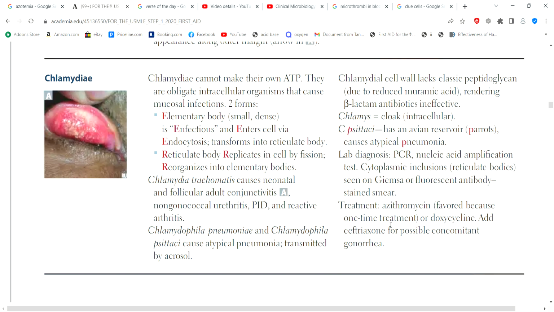So aerosol transmission means that it's transmitted by infectious particles or droplets through inhalation or direct contact with mucous membranes in the respiratory tract. Basically, if somebody with Chlamydophila pneumonia sneezes, and you're just walking by that area, you inhale it. That is aerosol transmission. It's transmitted by droplets. These droplets go into your mucous membranes, and through your mucous membranes they go down to your lungs and cause pneumonia. Okay. Aerosol means transmitted by droplets.